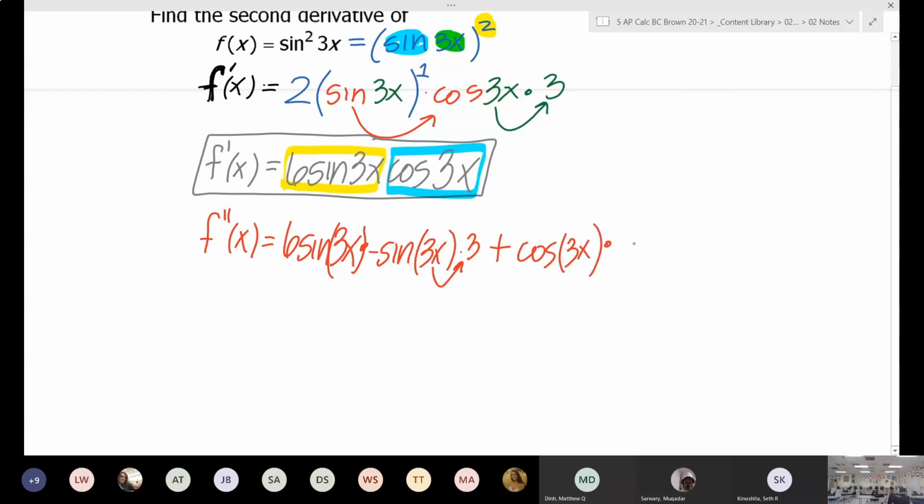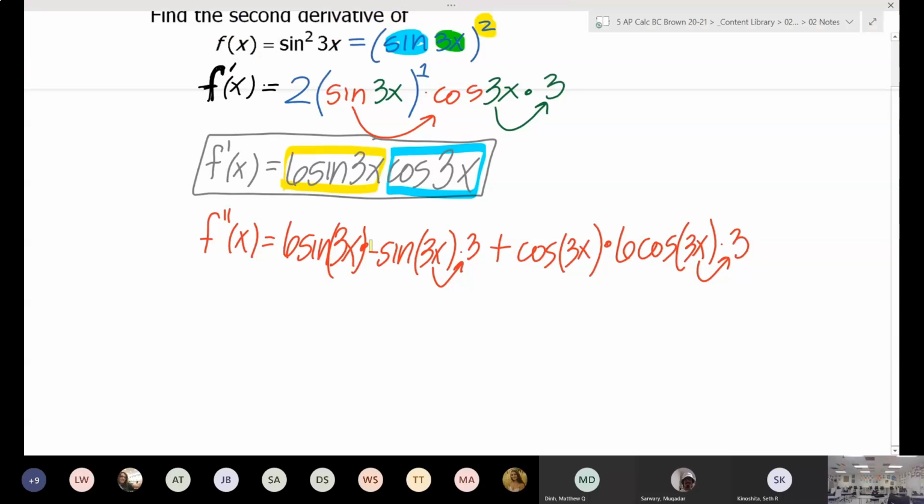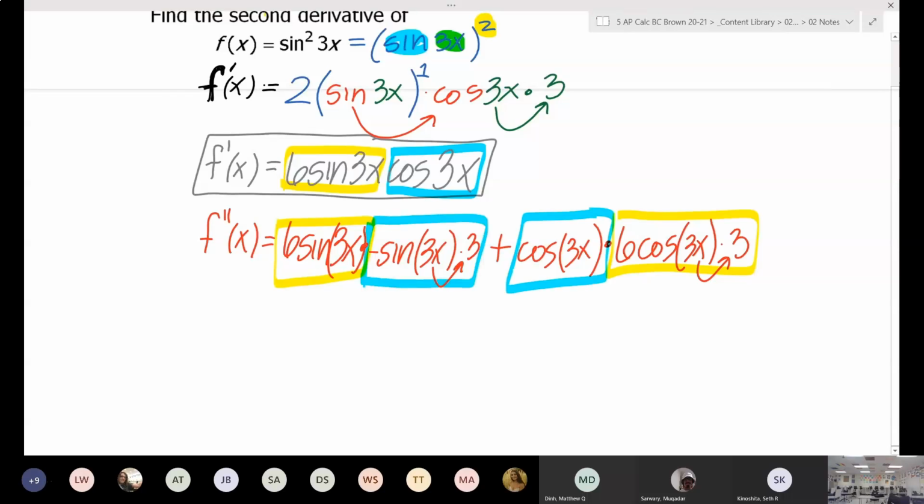So 6 is the coefficient that came across. The derivative of sine is cosine. Inside stays the same, times the derivative of the inside, which is just 3. So again, if it helps me to color code it, that's where I had the original first. Here is the derivative of the first. And then I had, here's the derivative of that second factor, and then the original of the second factor. So I have done the product rule.